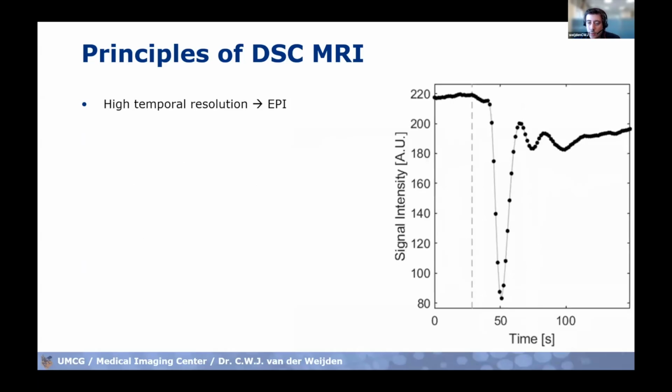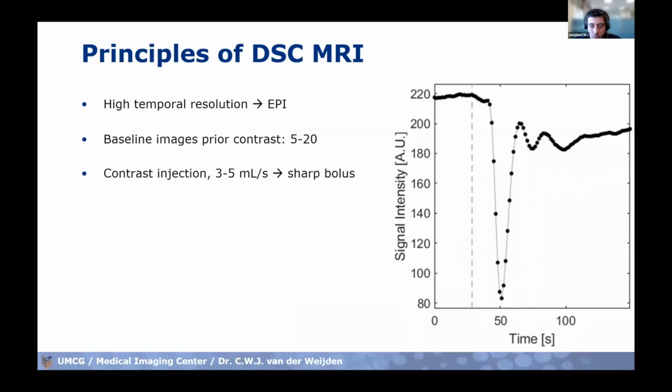To achieve the required high temporal resolution, DSC-MRI is usually acquired with an echo-planar imaging sequence, also known as EPI. Typically, several baseline images are acquired first, often around 5 to 20, before the contrast injection starts. The contrast agent is then injected at a rate of about 3 to 5 milliliters per second to create a sharp bolus.